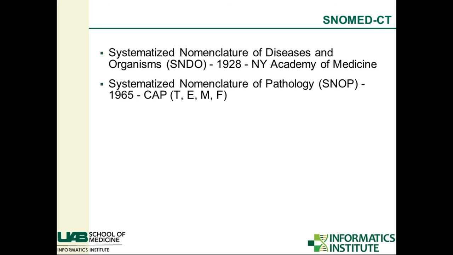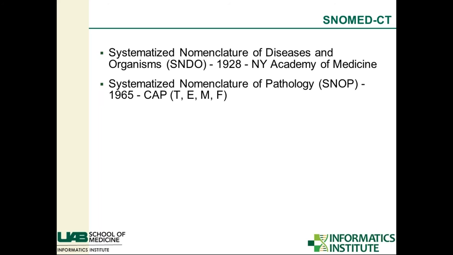Okay, next and last, I think, is SNOMED CT. So SNOMED CT is a terminology that covers a wide variety of terms in medicine. It started out as a systematized nomenclature of diseases and organisms, SNDO, New York Academy of Medicine, 1928. New York Academy of Medicine didn't maintain it, and the College of American Pathologists picked it up, and they added to it, and they called it the systematized nomenclature of pathology, and that was used for a long, long time for classifying pathology slides with these four axes: topography, etiology, morphology, and function.